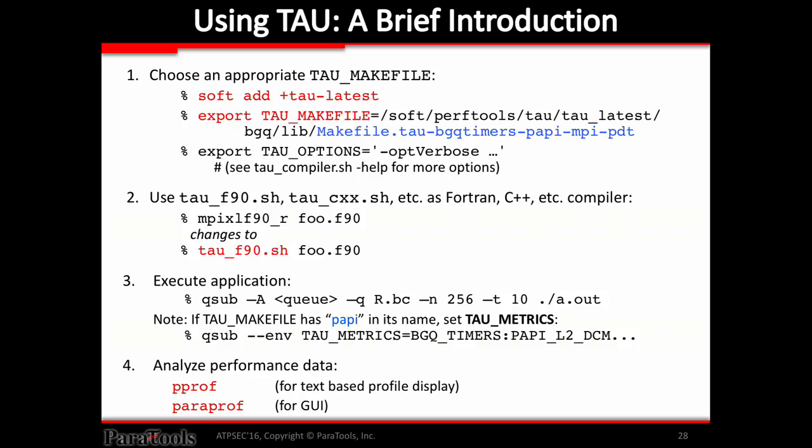This is the one slide that shows you how to use Tau on Mira, Cetus, or Vesta. Do soft add Tau latest, set your makefile, change your compiler from MPI, XLF90, whatever, to the corresponding Tau compiler wrapper script. And then build your code and run your code. You can set additional Tau environment variables like I've done here. I've set some additional metrics, but you don't have to unless you really want to. And then finally use ParaProf, PerfExplorer, pprof, one of the bundled visualization tools to analyze the data that comes out. This one slide covers it all.